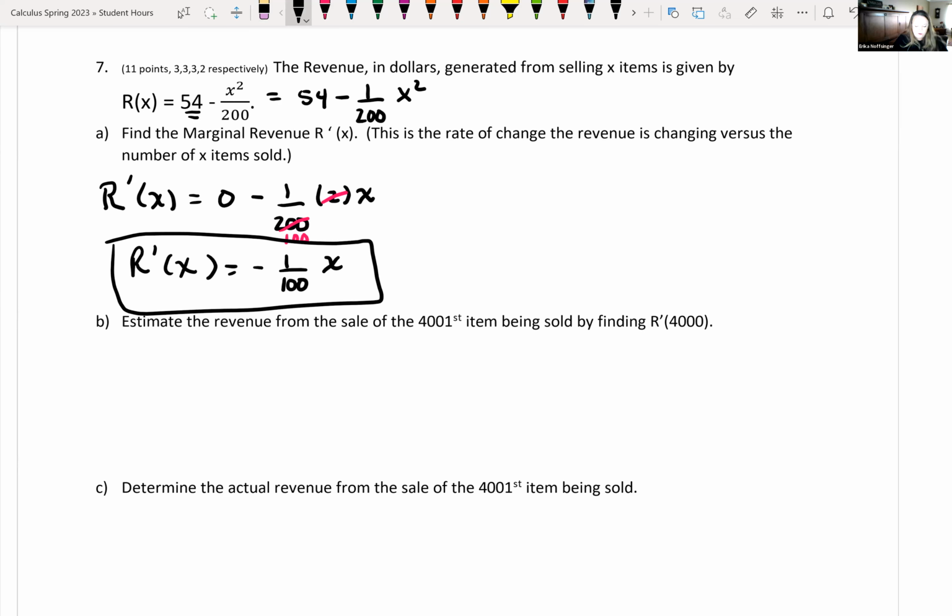Estimate the revenue of the 4,001st item being sold by finding the derivative of our revenue, R prime of 4,000. So we're just going in here and plugging in 4,000 wherever we see an X in what we got above. We have 4,000 times -1 over 100. 2 zeros cancel, leaving us -40. So it looks like they're losing $40 when they sell the 4,001st item.